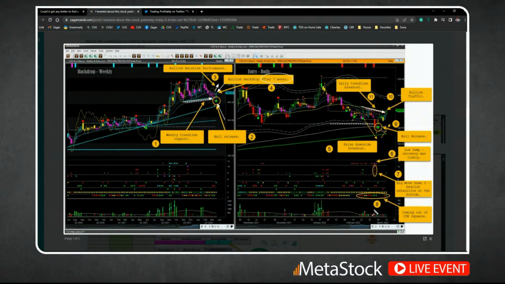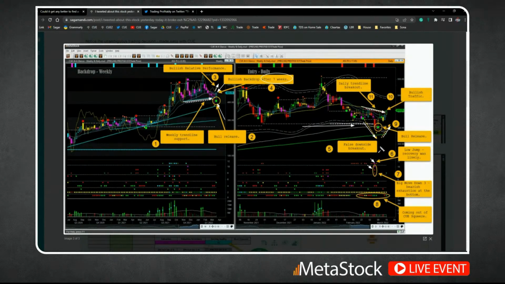In the daily, what were the signals? There was a false downside breakout. Price went below this watermark pivot, stopped out weak hands and reversed. It had reached low jump, extended oversold condition. Then it was exhausted also because of the big move down 3.